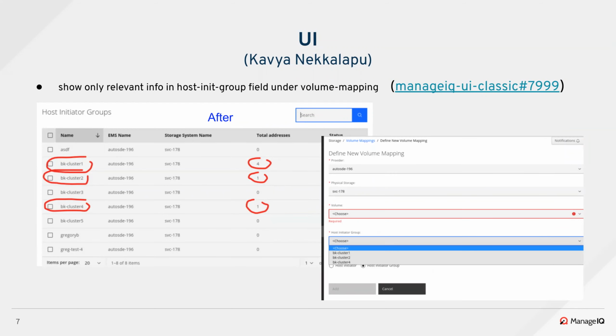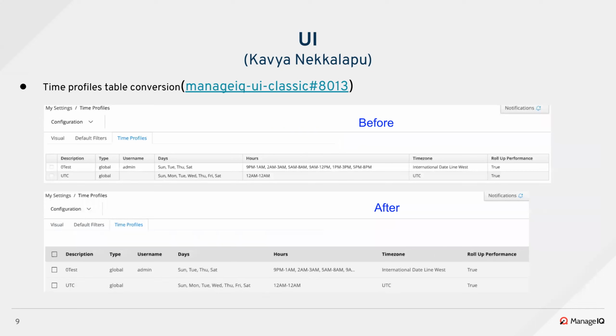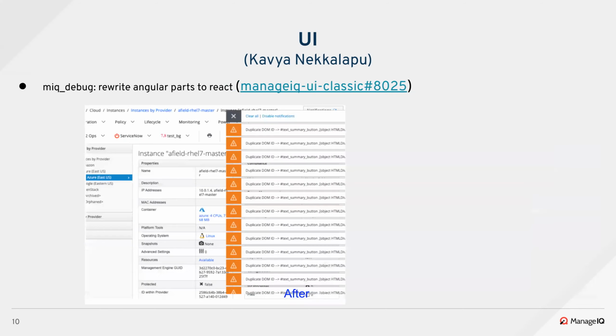The AutoST team added this enhancement. In the volume mapping form, the host initiator group field is showing only non-empty host groups after this PR. The chargeback rate summary page has been converted to Carbon. This is also part of converting all HTML tables to Carbon. Next one. Similar to the previous one, Gilbert converted the time profiles table to Carbon as well.